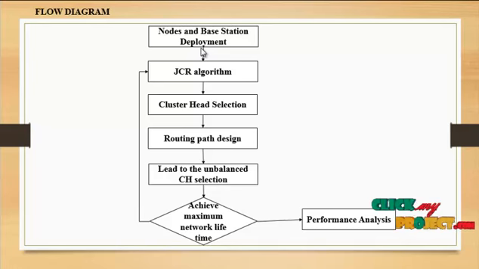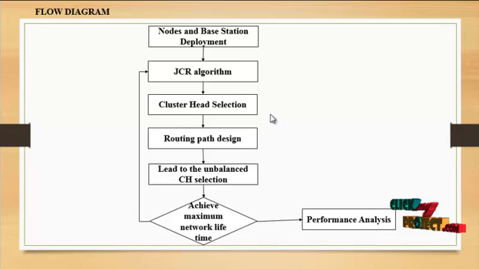Then we calculate the performance analysis of the process. The JCR algorithm is used for calculating the cluster head selection, choosing the cluster heads and the nodes of the base station. The routing path is connected to the cluster head and the nodes, which leads to the unbalanced cluster head selection. We select the unbalanced cluster head to achieve the maximum network lifetime, which is the goal of the proposed work. So we calculate the unbalanced cluster head selection and then the routing path design of the process. The JCR algorithm must be used for cluster formation, and finally we calculate the process of the algorithm.